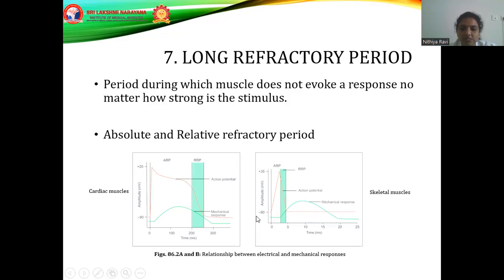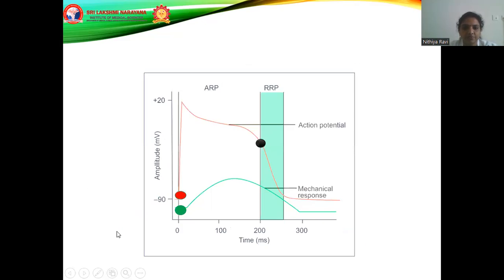Okay. So in this case, you can see that the absolute refractory period is very short in skeletal muscles when compared to that of cardiac muscles. So this is itself a very important feature of cardiac muscle fibers, and this helps in preventing the tetanization of the muscle fibers. So what is that? We'll see in further details now.